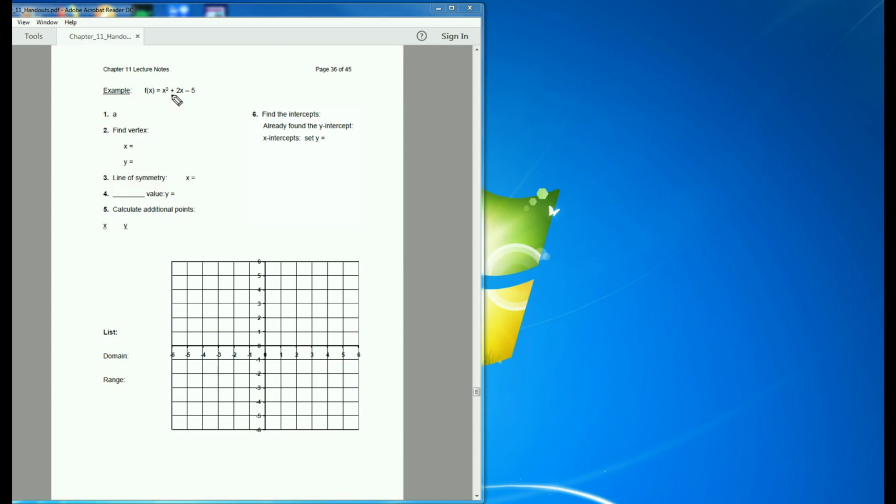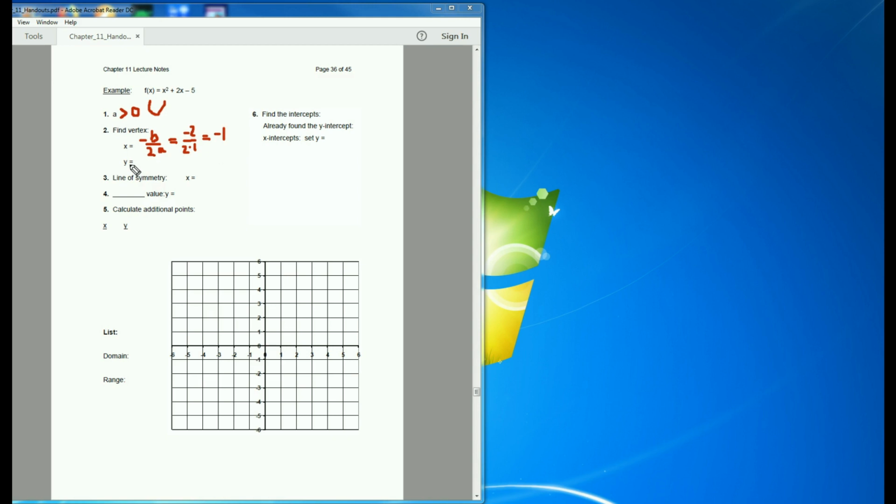Okay, first thing we notice is that a is greater than 0. So that just tells us that the parabola is going to open upwards. Okay, we want to find the vertex next. So x equals -b over 2a. All right, so that's going to be negative, and b is 2, over 2 times a is 1. So there's -2 over 2 is going to be -1.